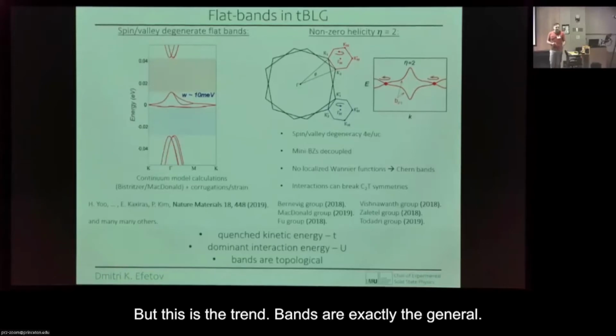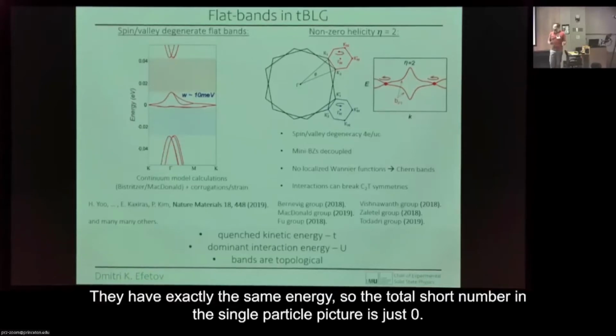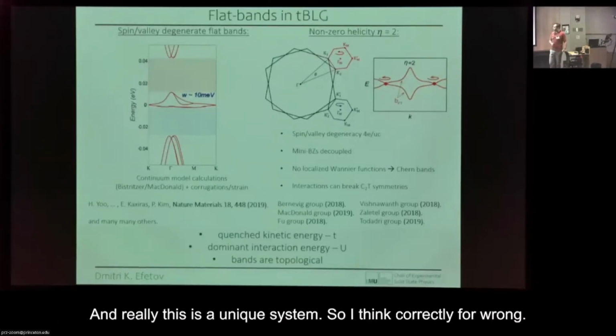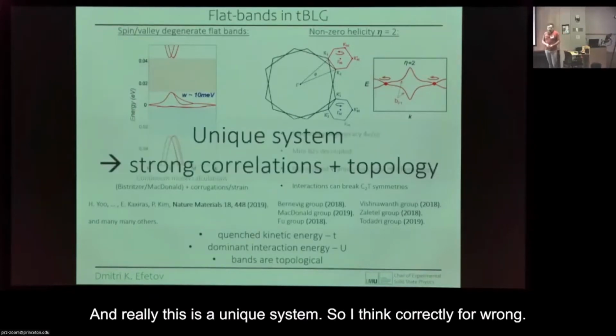But these 8 Chern bands are exactly degenerate. They have exactly the same energy, so the total Chern number in a single particle picture is just 0. But keep in mind, we not only deal with flat bands here, with very strong interaction energies, but also with the topological nature of these bands. And really, this is a unique system.